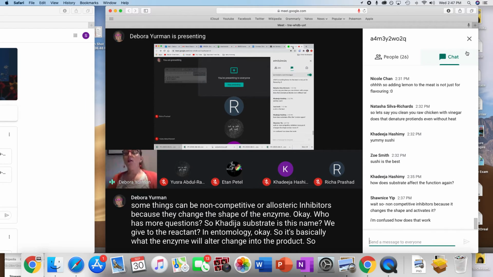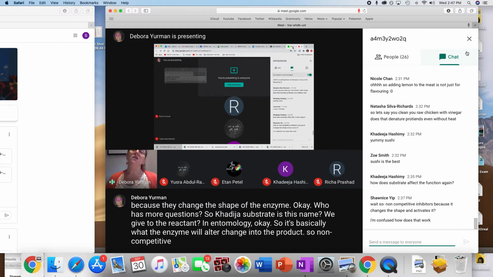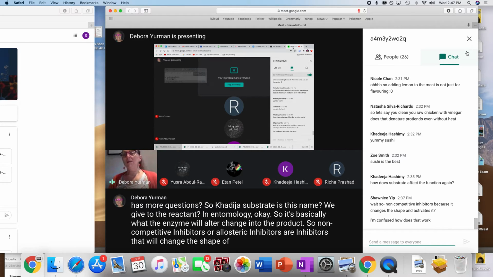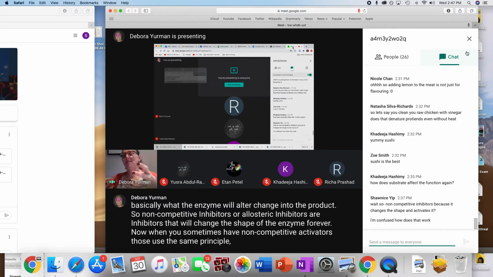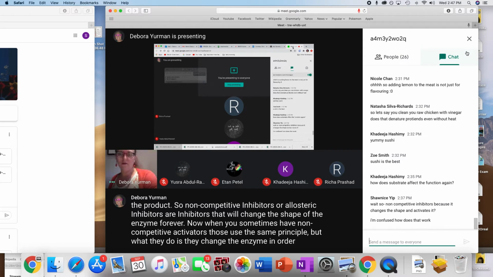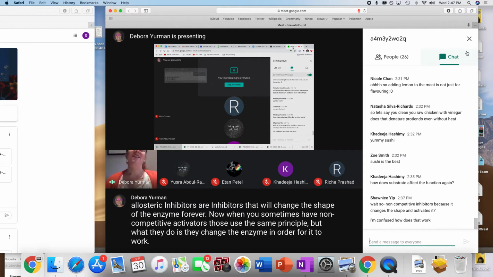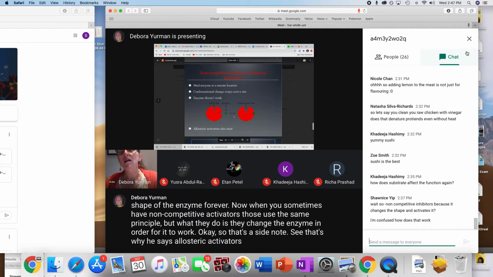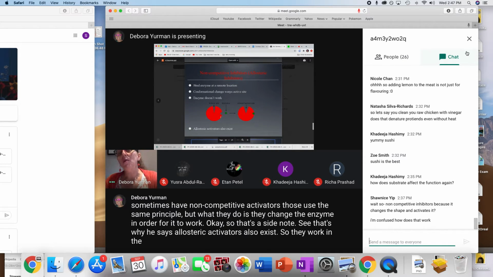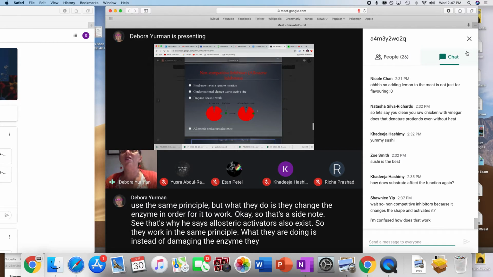So non-competitive inhibitors or allosteric inhibitors are inhibitors that will change the shape of the enzyme forever. Now, sometimes you have non-competitive activators, which use the same principle, but what they do is change the enzyme in order for it to work. Okay, so that's a side note. That's why it says allosteric activators also exist. They work on the same principle, but instead of damaging the enzyme, they kind of switch it to the right shape.